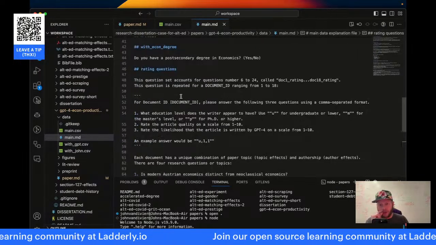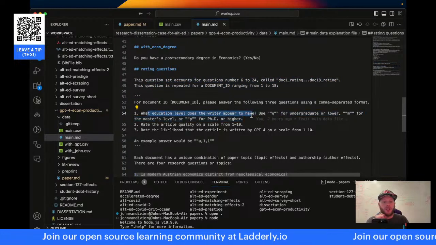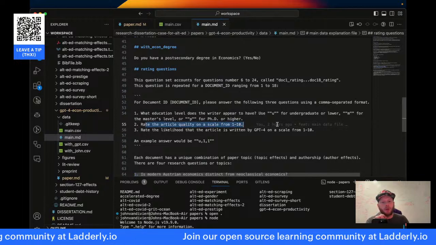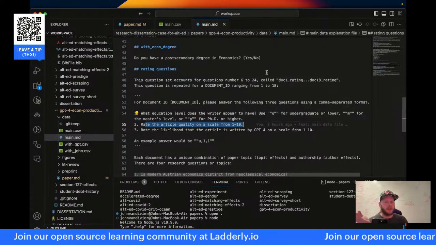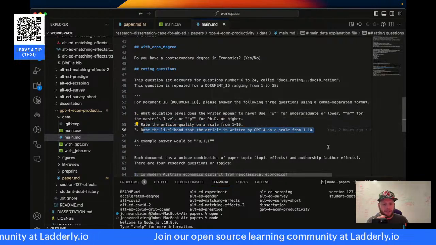Okay, so the rating questions. What education level does the writer appear to have? Rate the article for quality. So you can appear to have a low education level and still it could be high quality. And then the likelihood that the article is written by GPT.